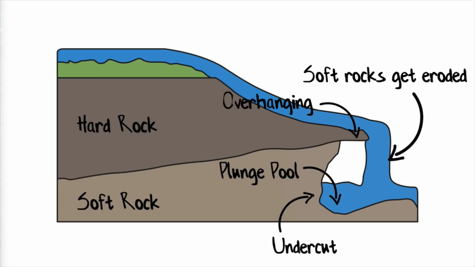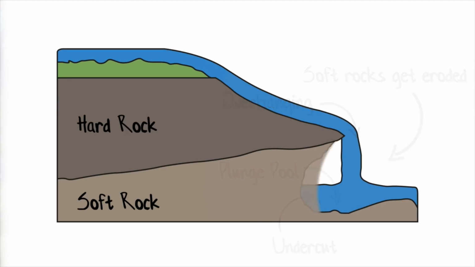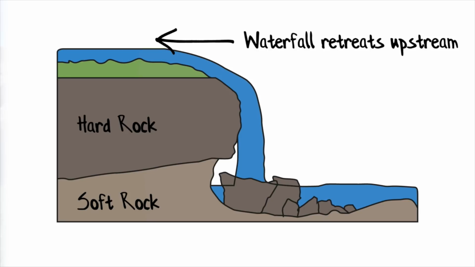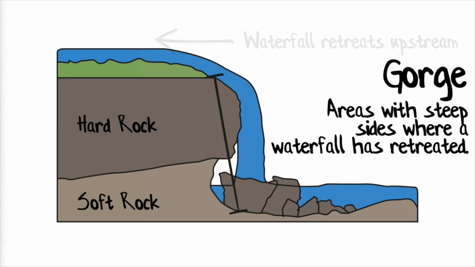After some time, they fall down, filling the plunge pool. This process continues, causing the waterfalls to retreat. What is created from the retreating waterfall is called a gorge.